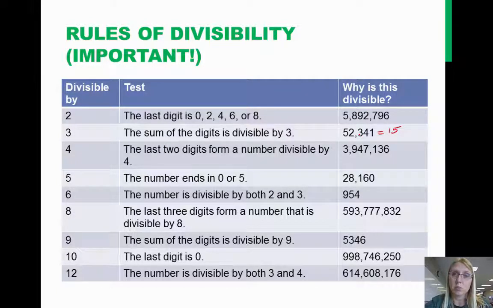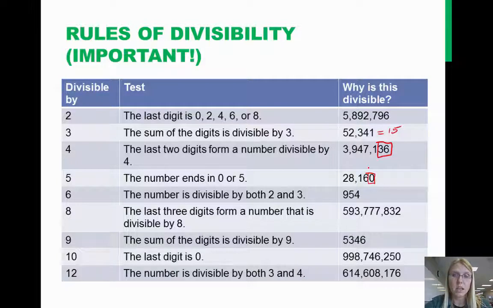Let's look at being divisible by 4. If the last 2 digits of a number are divisible by 4, the number is too. So on this one, 3,947,136, all we need to look at is the number 36 and think, is this divisible by 4? If it is, then the whole number is divisible by 4, and 36 divided by 4 is 9. So yes, this is divisible by 4. For the number 5, the number ends in a 0 or a 5. So anything that ends in 0 is divisible by 5. If it had ended in 5, that also would have worked.